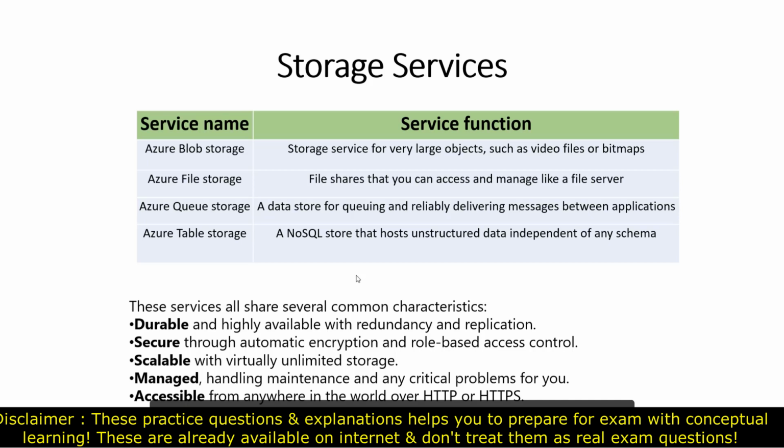In the storage services, we have four main services: Blob storage, File storage, Queue storage, and Table storage. Blob storage is for very large objects such as video files, bitmaps and so on. File storage provides file shares, or it behaves like a file server. Then we have Queue storage, used mainly for messaging, because its data is stored for queuing and reliable delivery of messages between applications. Then we have Azure Table Storage. It is a NoSQL store that hosts unstructured data independent of any schema. And these services all commonly provide these characteristics: they are durable, secure, scalable, managed, and accessible from anywhere in the world.